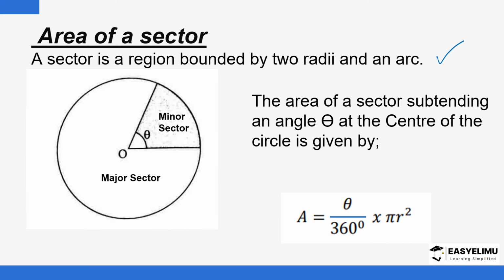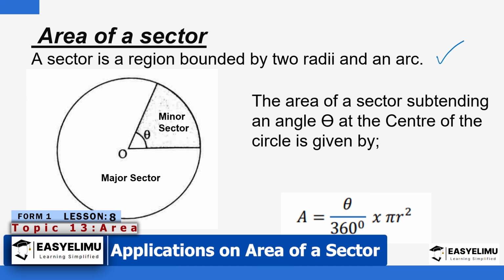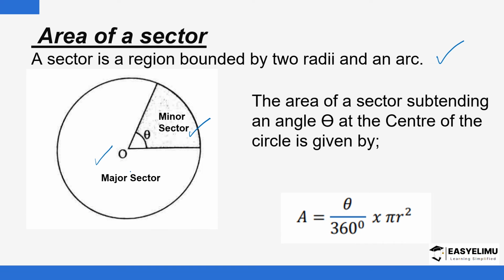So as we said previously, a sector is basically a region bounded by two radii and an arc of a circle, as you can see. With the two of them, we have the major sector and the minor sector. The major sector is the area that is more than half the area of the circle. Minor is the sector whose area is less than half the area of the circle.